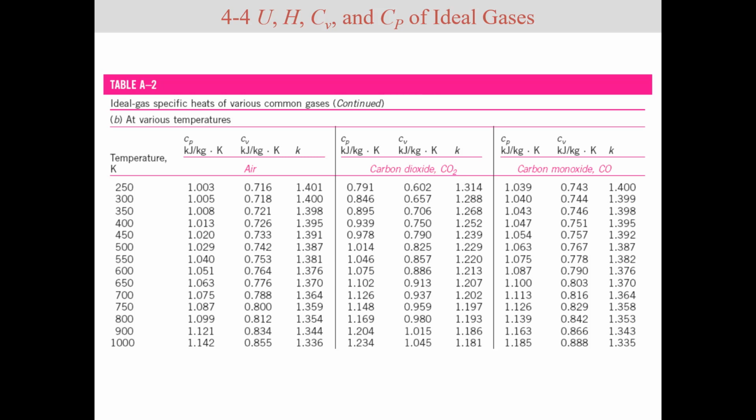Table A2B. These are just 3 of the 6 gases it has. So here's air, for example. If I go down, I see increasing temperature in increments of 50 Kelvin. And it shows how the specific heat at constant pressure and constant volume change as you increase in temperature, including this factor called k, which we'll talk about a little bit later. Just as a prelude, k is the specific heat ratio, which is just the specific heat at constant pressure divided by the specific heat at constant volume.